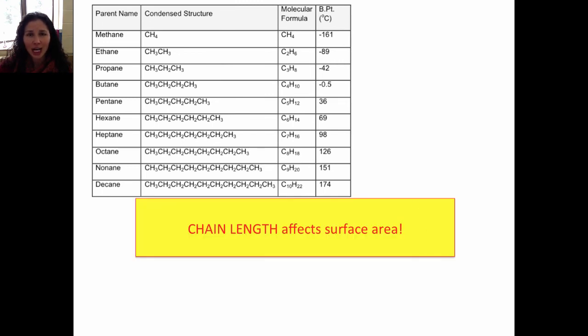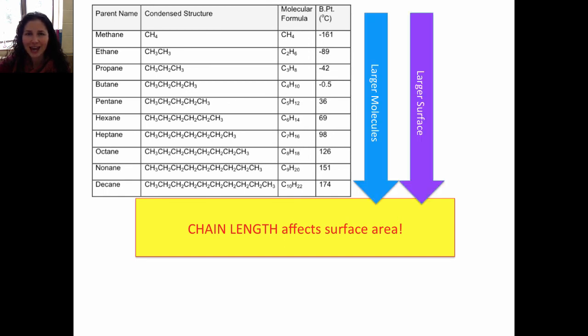The longer the chain, the more surface area it has. Because there's a 30-degree difference here, the chain length is more important than the branching between isomers. You should expect that an isomer of hexane will always have a lower boiling point than an isomer of heptane, despite the branching in the isomers. The larger the molecules, the more surface area they have, and the stronger their London forces.